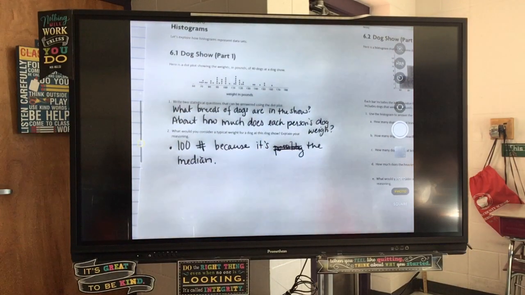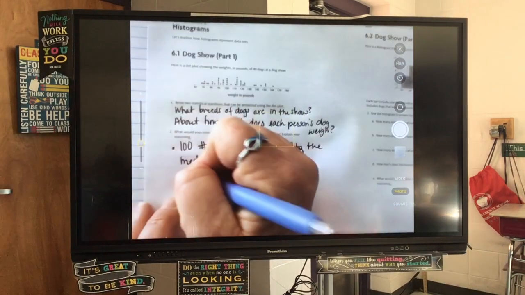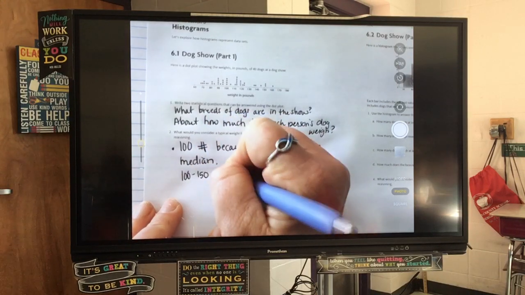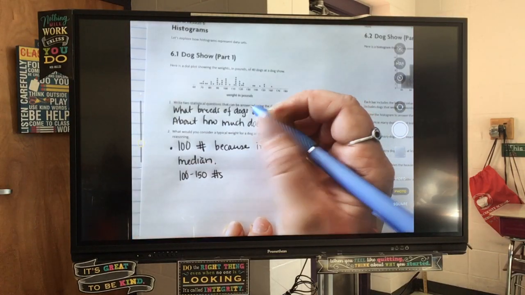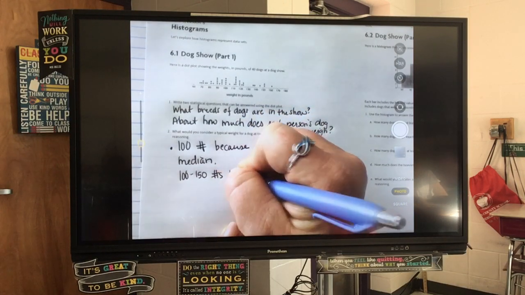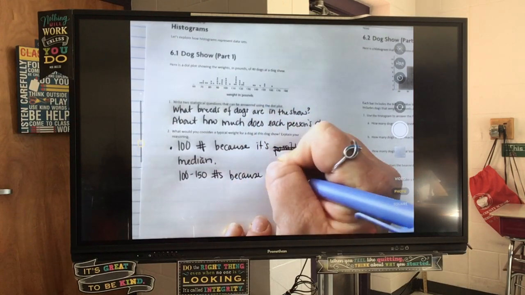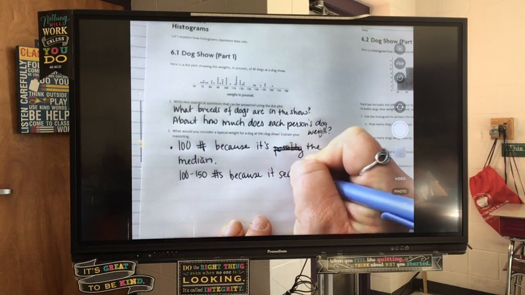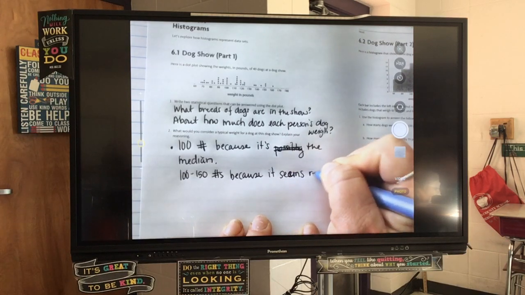Okay. Did anybody else come up with something close to that? Without doing the math, just kind of looking at your data, what did you come up with? I said 100 or 150. So 100 to 150, okay? Why? It just seemed reasonable, because I wouldn't imagine a dog 300 pounds. Seems reasonable, and that's fine.